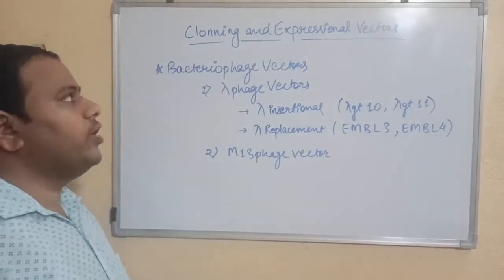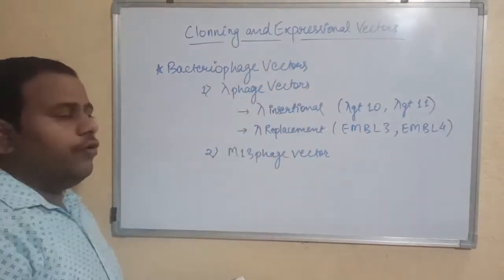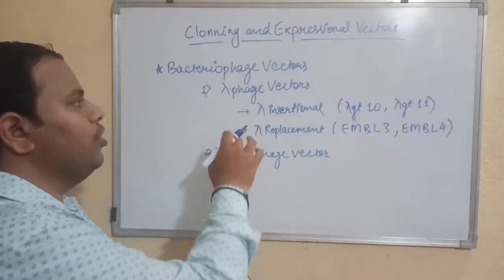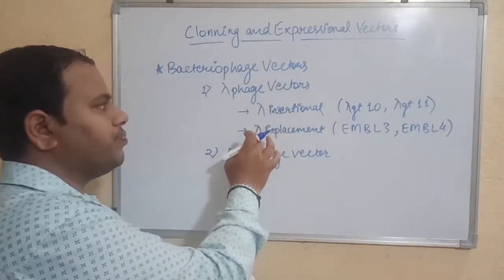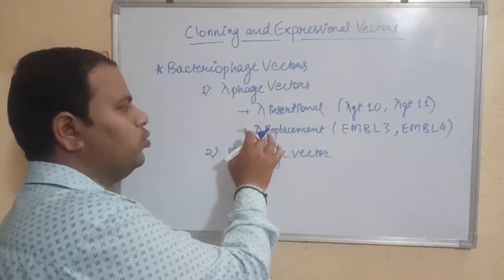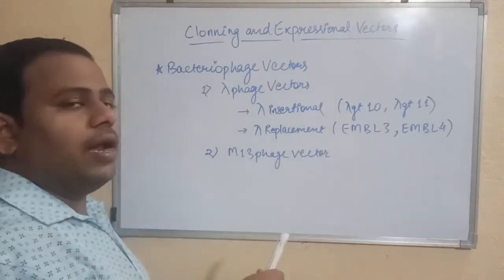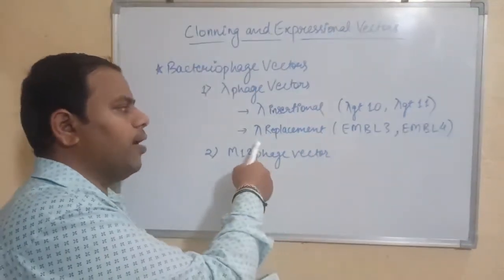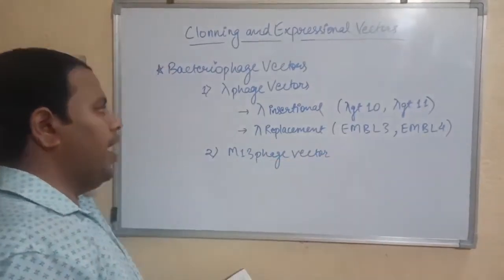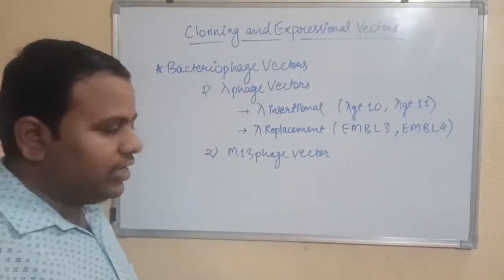Today in this video we are going to see differences between cloning and expressional vectors, and then we are going to see bacteriophage vectors. In that there are two phage that we are going to study. First is Lambda phage vector, that is phage of E. coli, and then in that there are two types, that is Lambda insertional vector. Two examples we are going to see, Lambda GT10 and Lambda GT11, and then we are going to see Lambda replacement vector, that is EMBL3 and EMBL4, and after that Lambda vector we are going to see M13 Phage vector also. Okay, so let's begin.